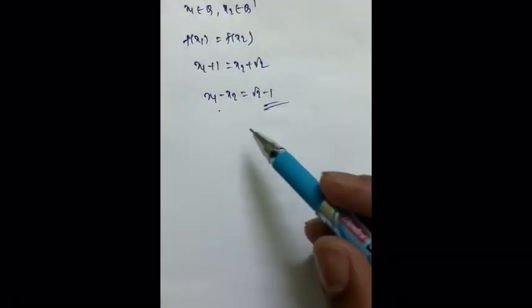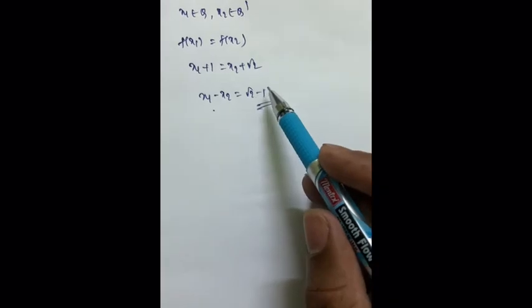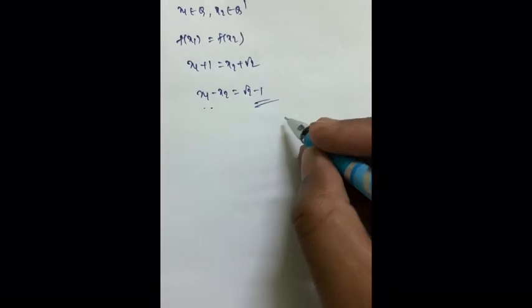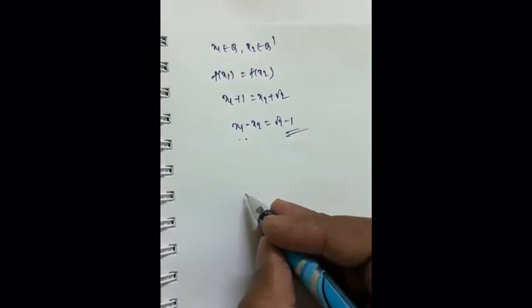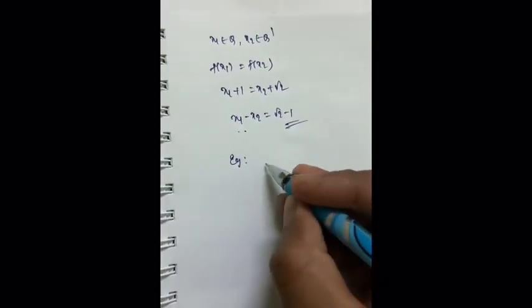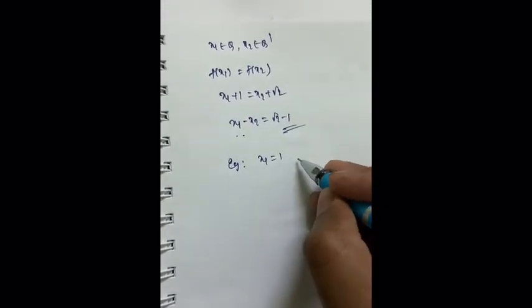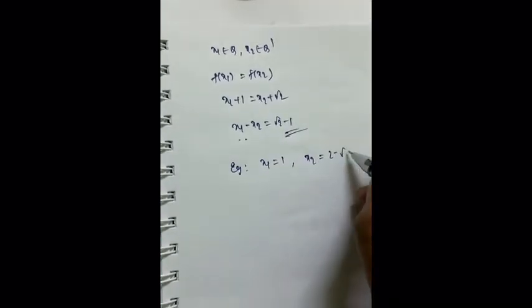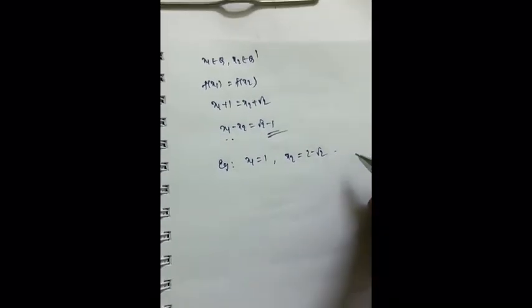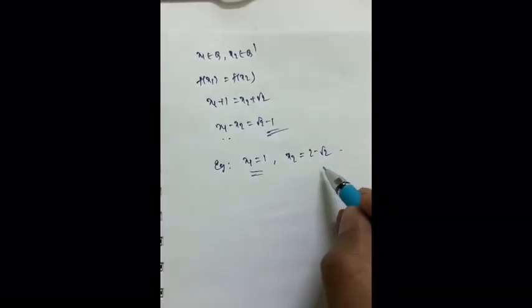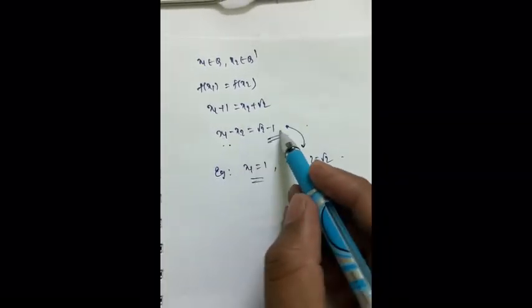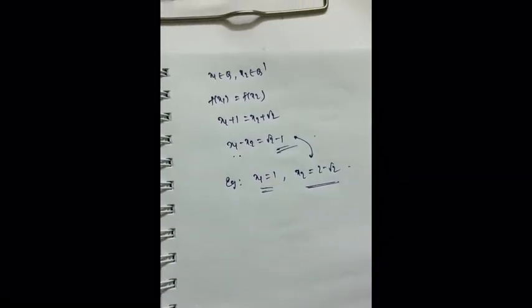Is it possible? We'll see. x1 is rational, x2 is irrational. Subtraction must be this: rational minus irrational can be irrational. Yes, very much possible. For example, if I take x1 as 1, then I will get x2 as 2 minus root 2. x1 is rational, x2 is irrational, and this relation is holding, because rational minus irrational can be irrational. That relation is very much possible.